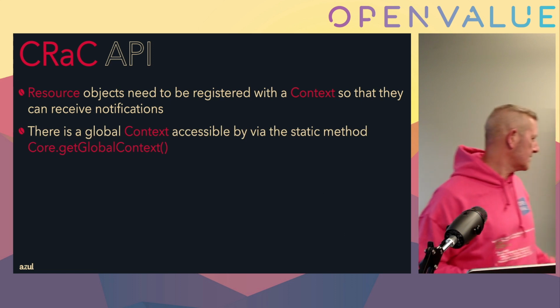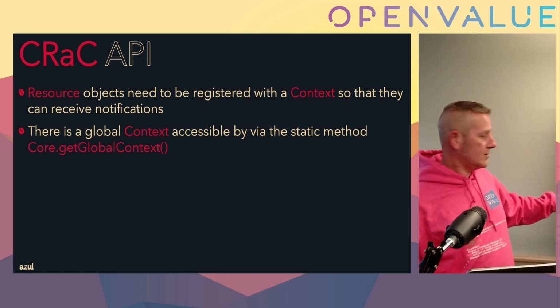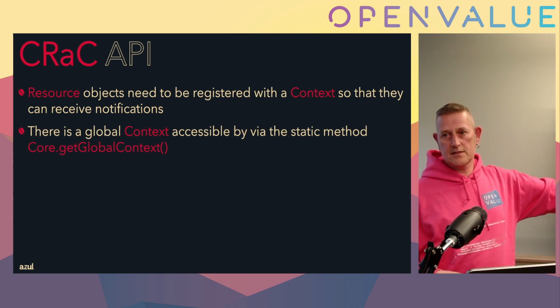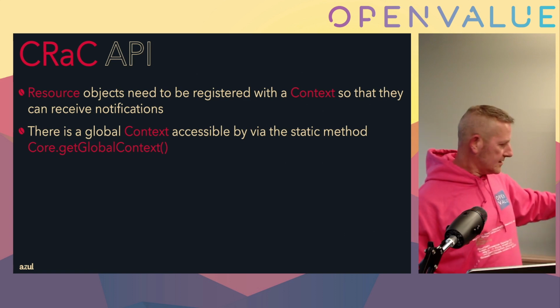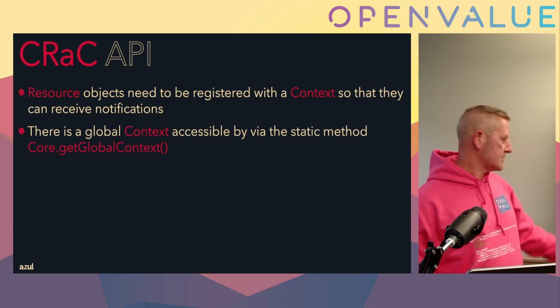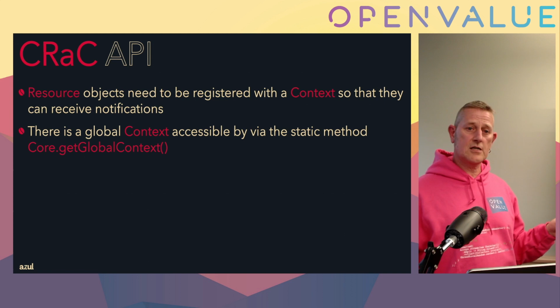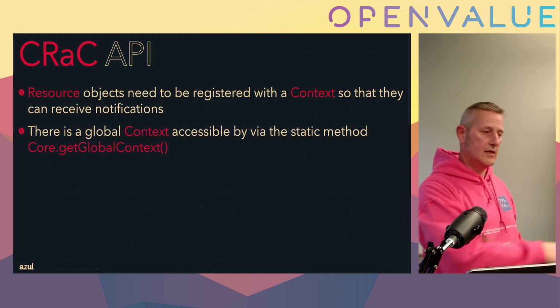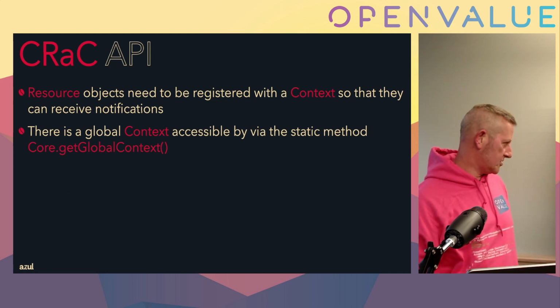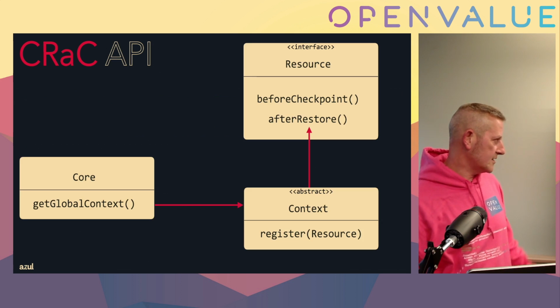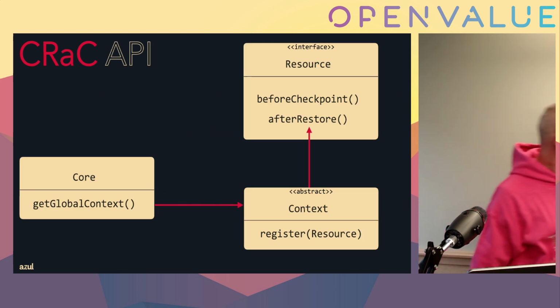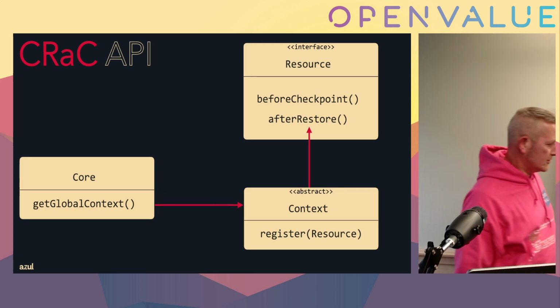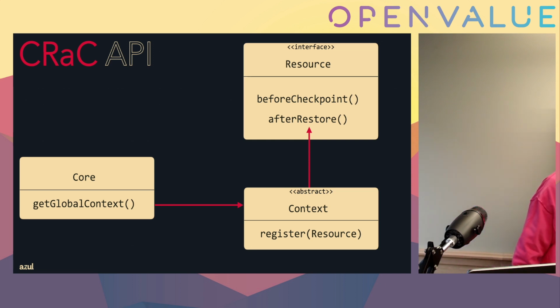And the context you can get by a class called Core.getGlobalContext. It's a static method. So that means you can get the context, you can register your resource, and then the JVM knows if there's a checkpoint, I call this resource. And then in the resource, it will call beforeCheckpoint. Okay, so that's how it usually works. You implement the interface, you get the context, you register your resource into this context. And then the JVM will call it.